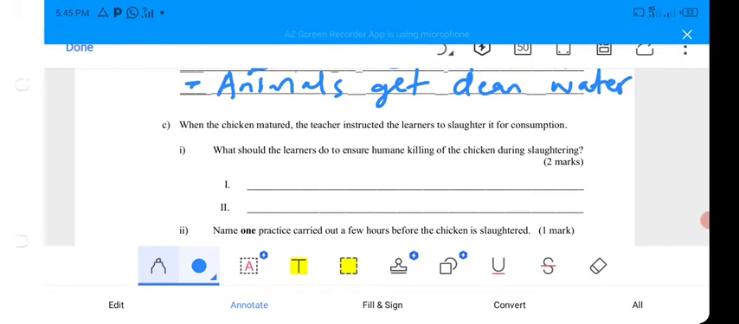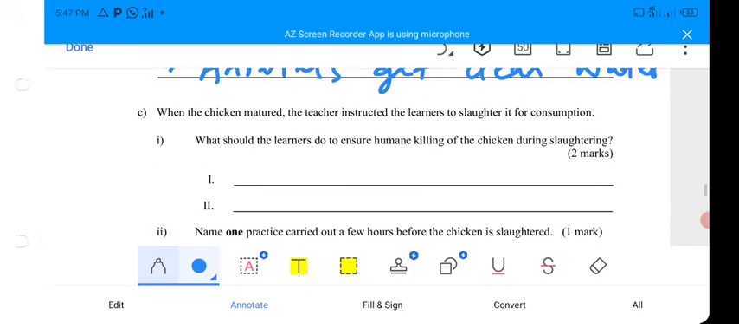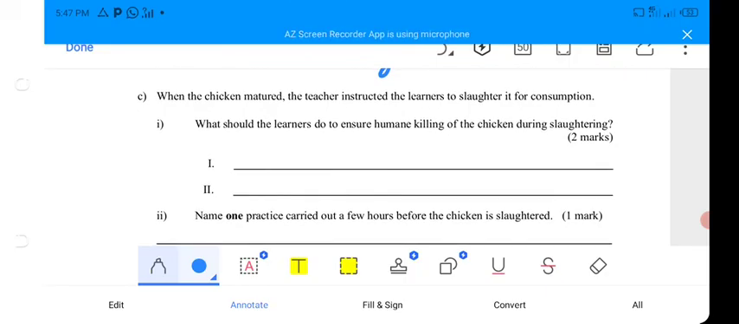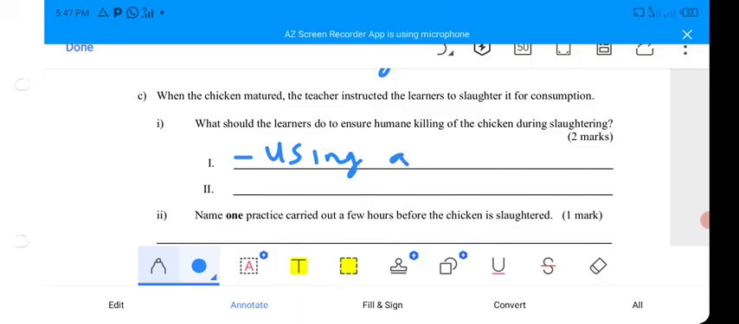When the chicken matured, the teacher instructed the learners to slaughter it for consumption. What should the learner do to ensure humane killing of the chicken? Humane killing is where the chicken is killed in a way that does not bring harm or hurt it that much. So, using humane killing, number one, using a sharp knife.